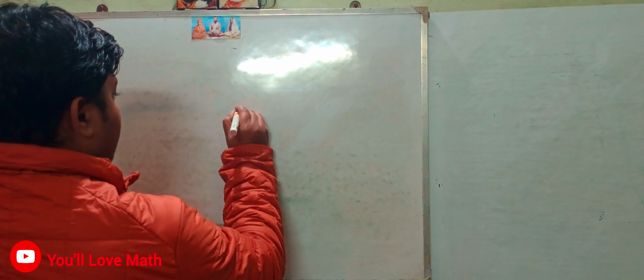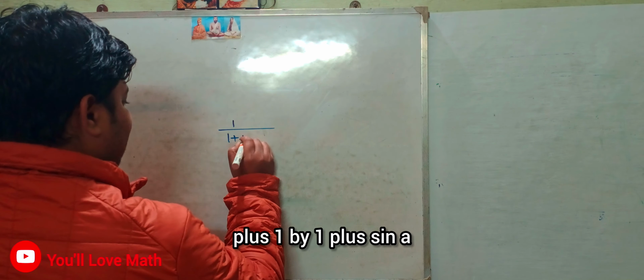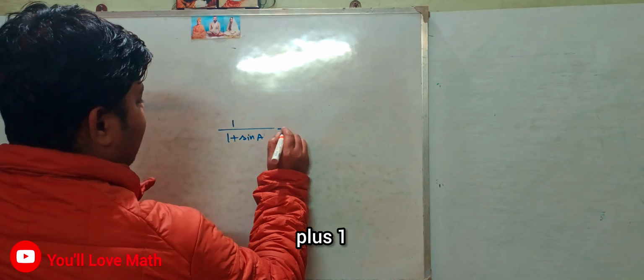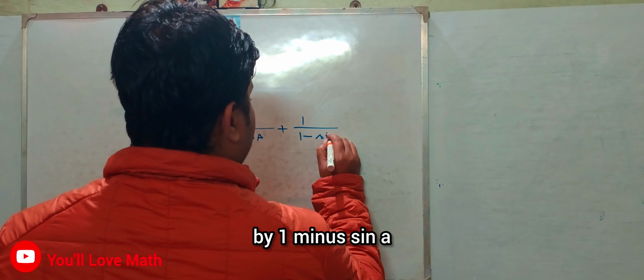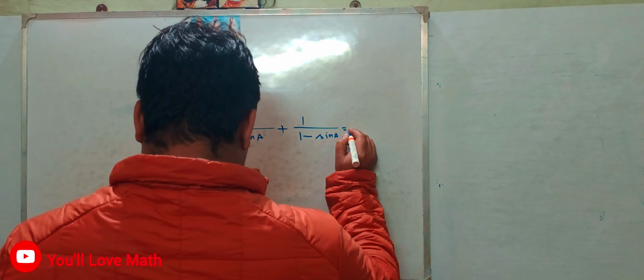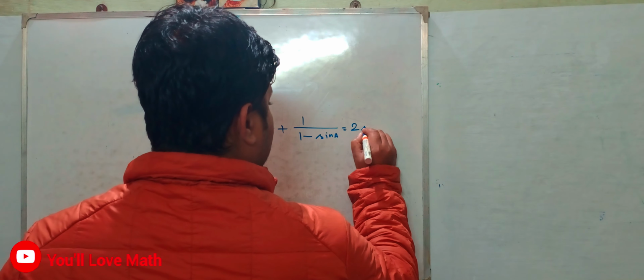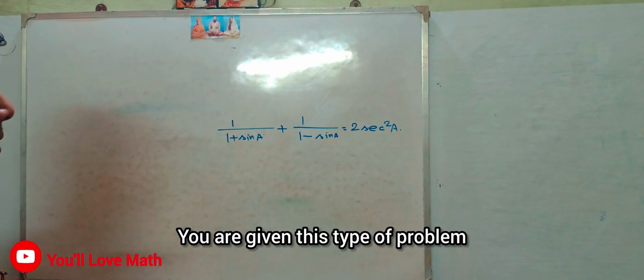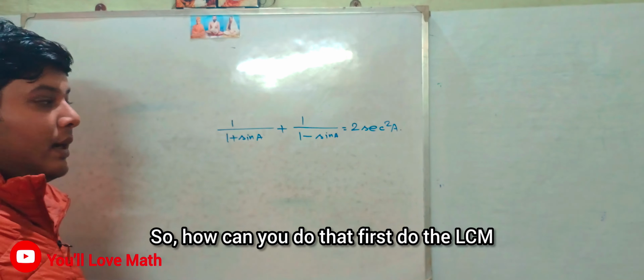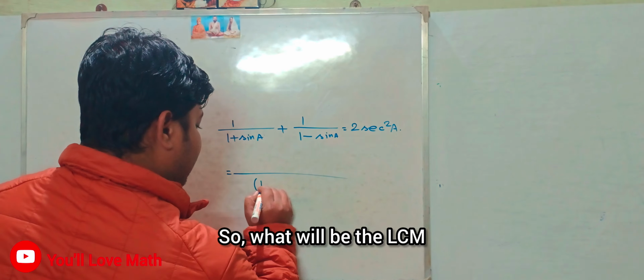Prove that 1 by 1 plus sine a plus 1 by 1 minus sine a equals 2 sec square a. You are given this type of problem. So how can you do that? First do the LCM. So what will be the LCM?